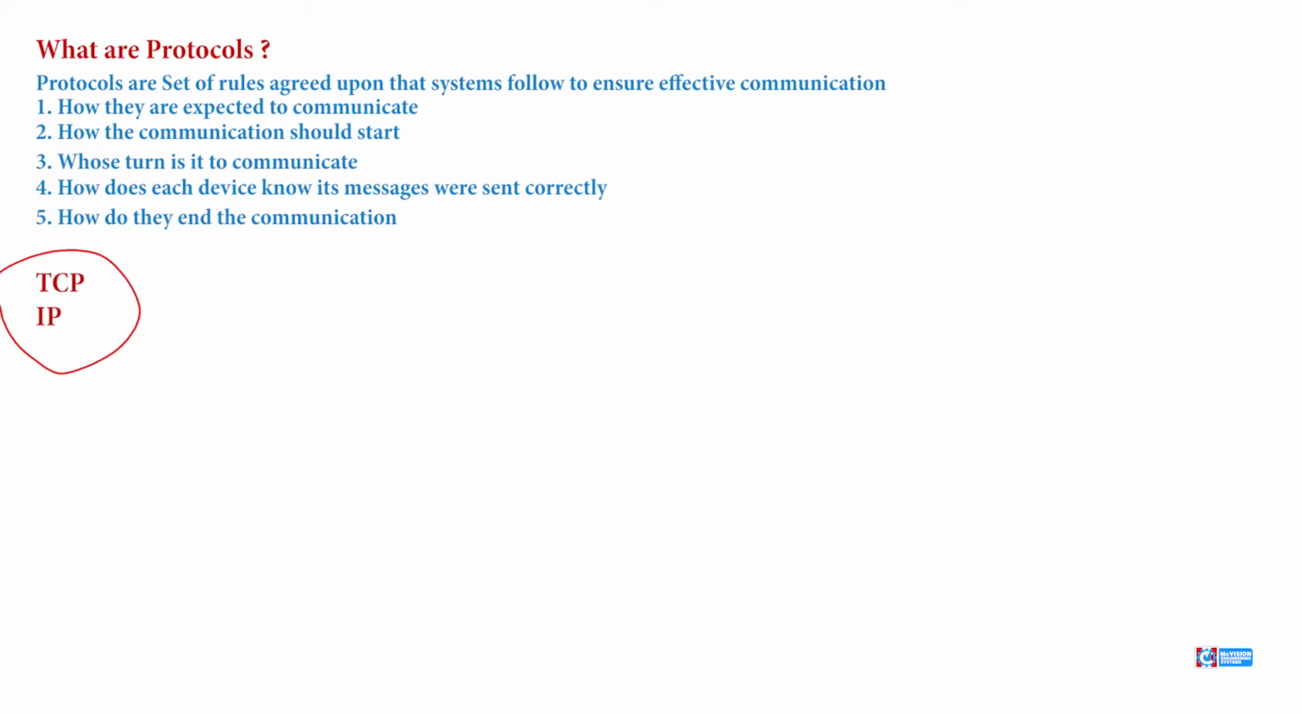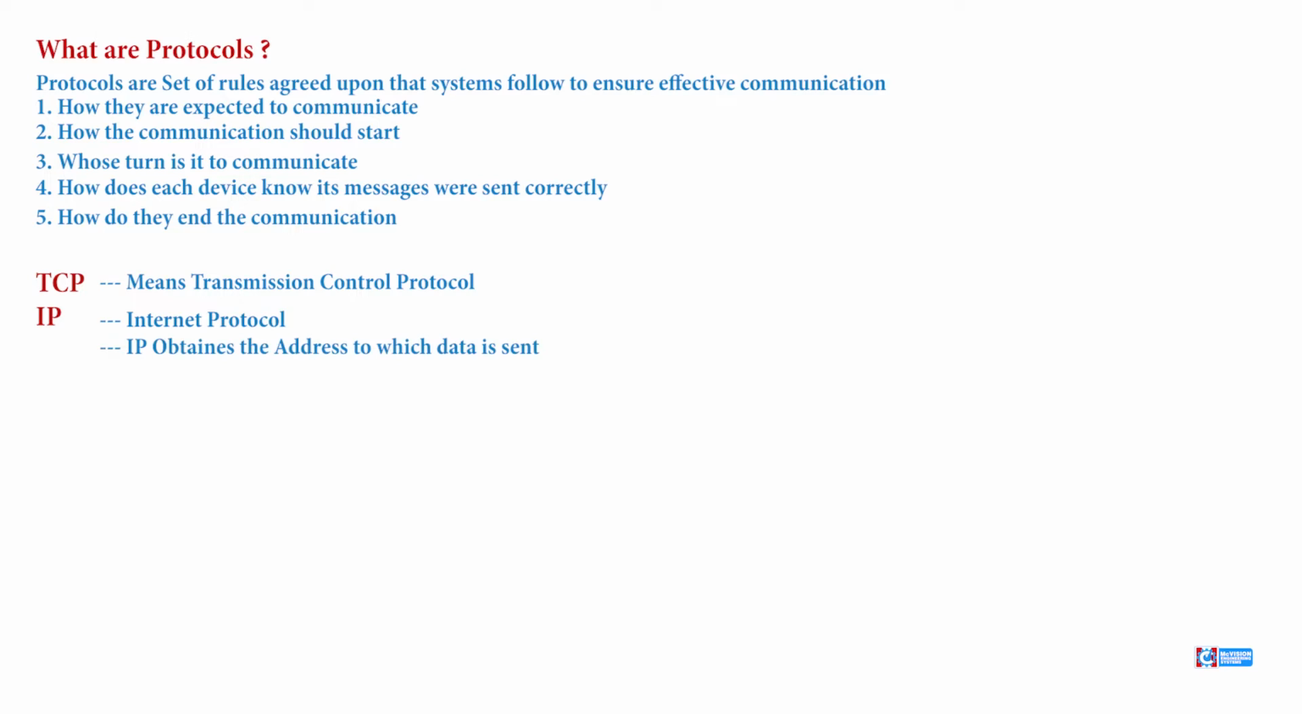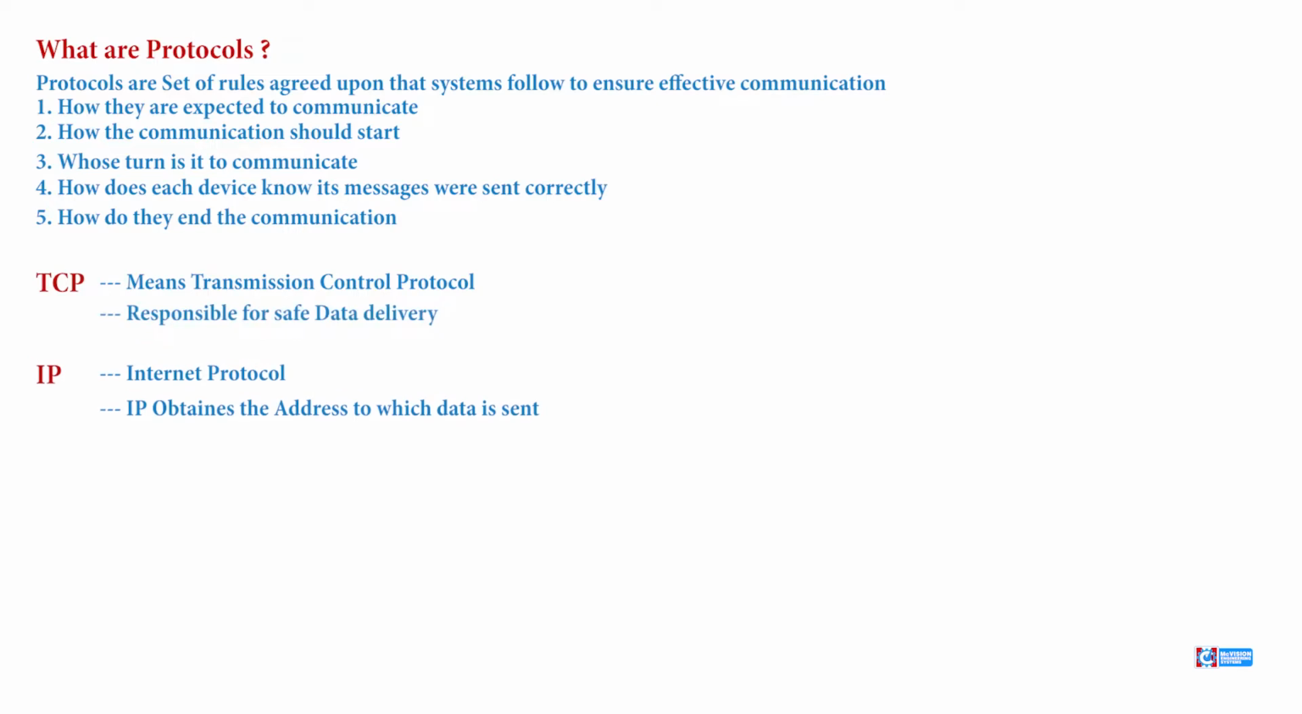TCP and IP are two separate computer network protocols. TCP means Transmission Control Protocol, and IP means Internet Protocol. IP is the part that obtains the address to which data is sent, and TCP is responsible for safe data delivery once that IP address has been found. TCP and IP are often used together, therefore written as this, TCP/IP.